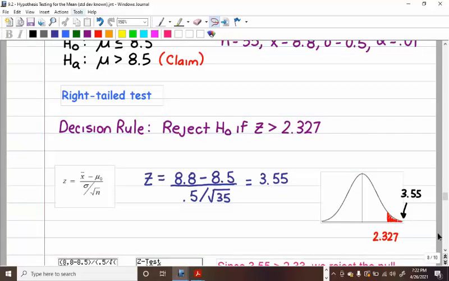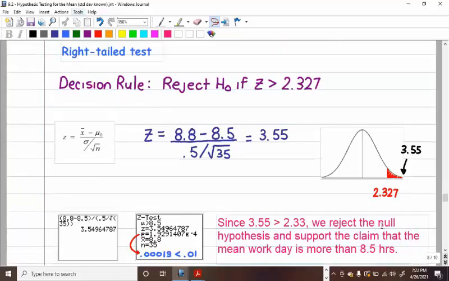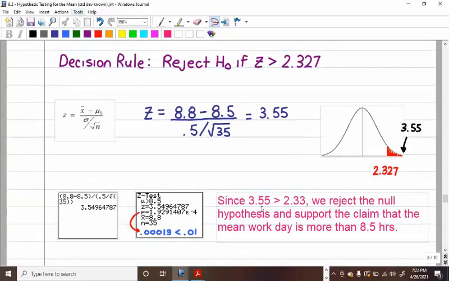3.55. I'm pretty confident the 3.55 is somewhere in that shaded region greater than 2.327. I think we can safely say that with no doubt. So since 3.55 is greater than 2.33, we reject the null hypothesis and we support the claim that the mean workday is more than 8.5 hours.